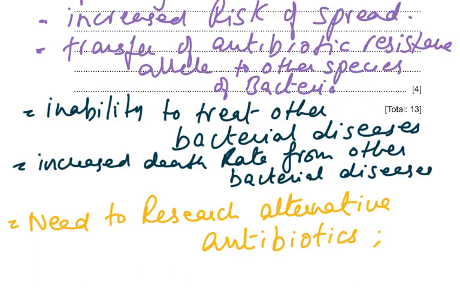Just a few more points. Inability to treat other bacterial diseases, because when we have this antibiotic resistance in cholera, and if this is transferred to other species which also cause disease, then we'll be unable to treat other bacterial diseases. Then increased death rate from bacterial diseases. Like, you remember, Quaid-e-Azam died of tuberculosis because there was no treatment then. Now nobody dies of tuberculosis because there are very effective treatments now. Then we will need to research and find alternative antibiotics, and that's going to cost a lot of money, research, and human labor. So this is all going to result in a lot of problems.